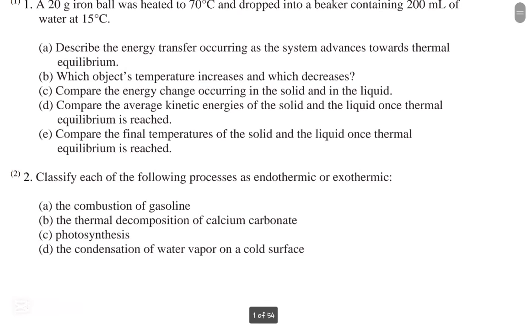Compare the average kinetic energies of the solid and the liquid once thermal equilibrium is reached. Okay, so what do we need to know? We should know that the average kinetic energy, I'm gonna call this average kinetic energy, so dash KE, okay? Average kinetic energy is directly proportional to the temperature. That means the more the temperature, the greater the average kinetic energy. The less the temperature, the lower the average kinetic energy.